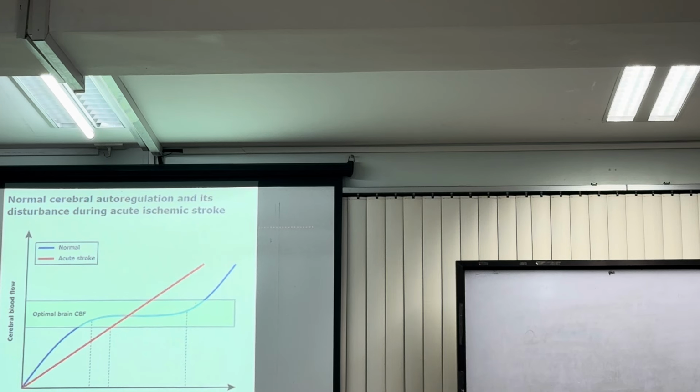What is the implication? You do not drop blood pressure fast or very low, or you don't even normalize it, because you will compromise blood flow. That is what we call permissive hypertension. If somebody has an acute stroke, we allow the blood pressure to go high.